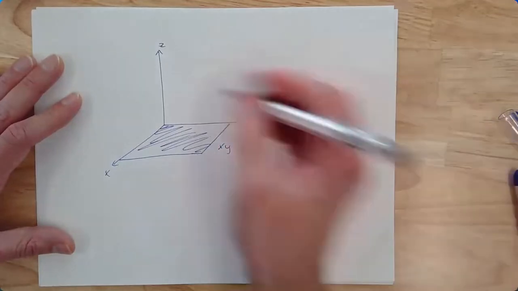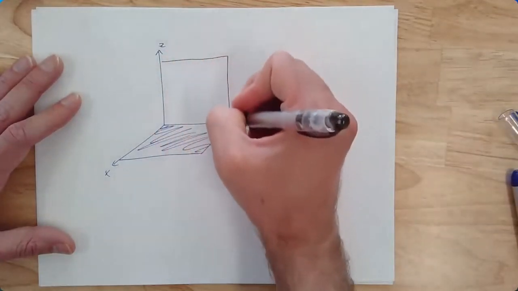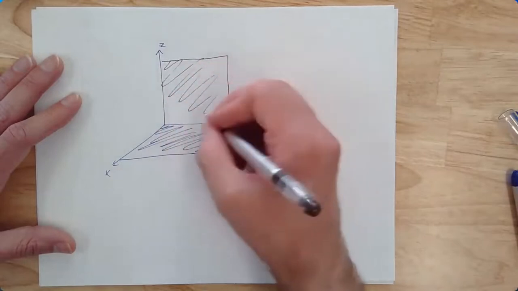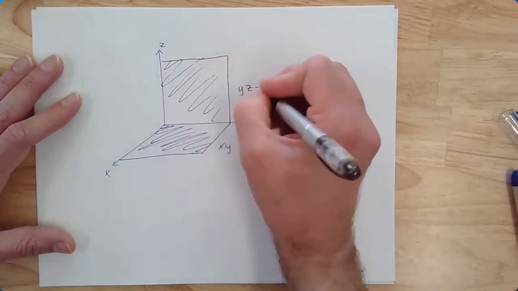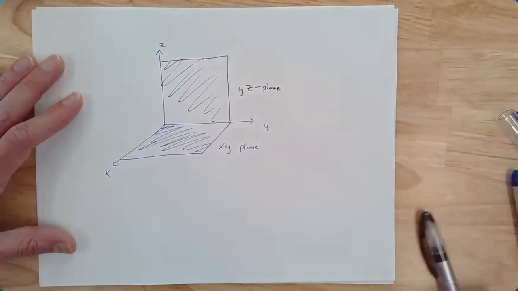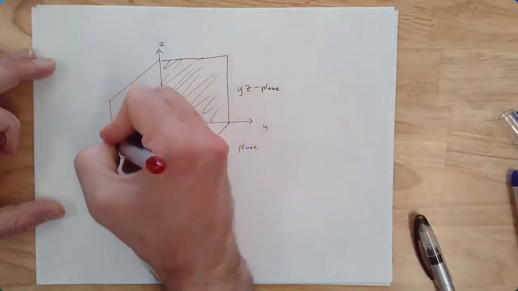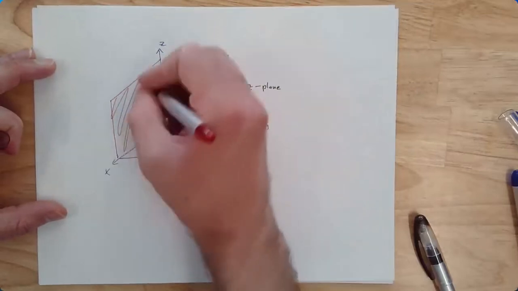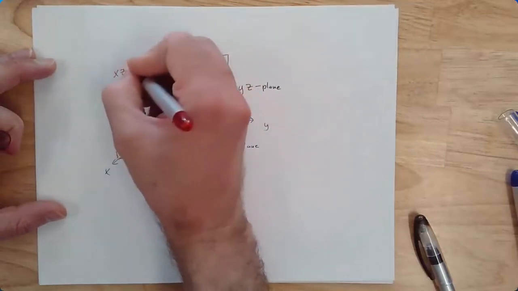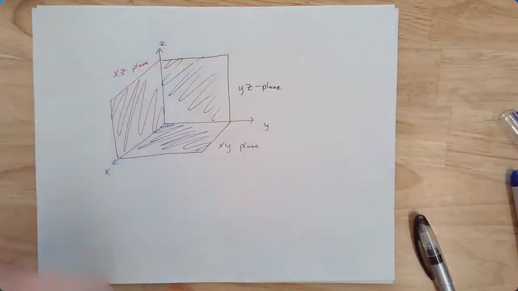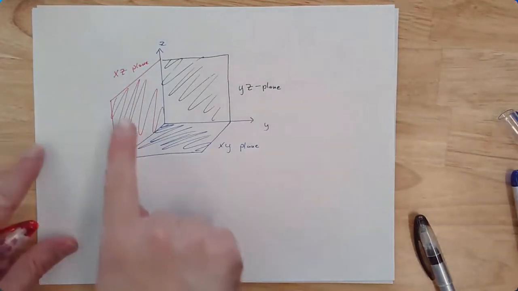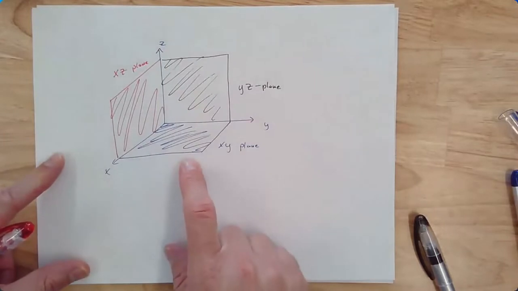And then back here is your YZ plane. And then over here, which is always kind of the funky one, is your XZ plane. And the idea is to help us see what a graph of a 3-dimensional surface might look like. We look at what the graph looks like in each of those 3 planes.